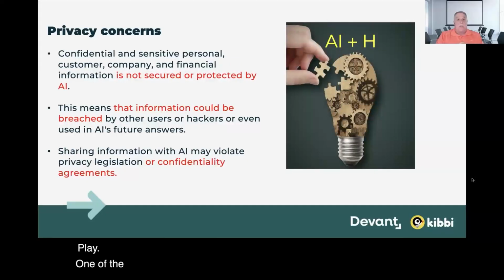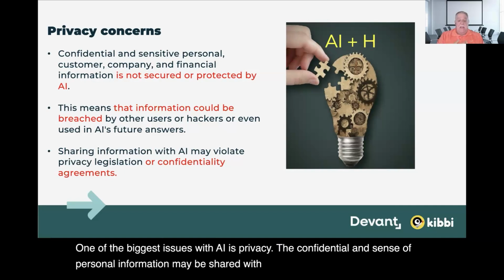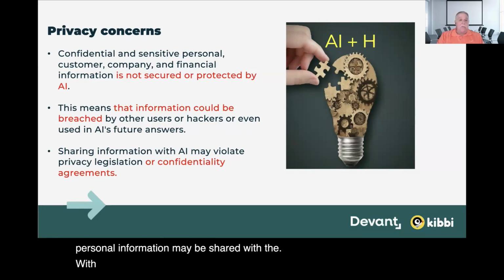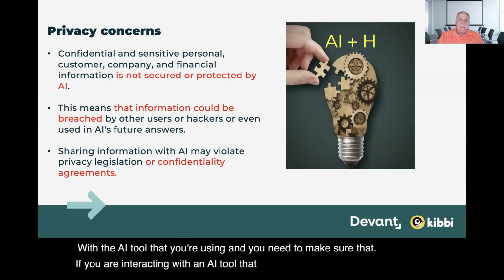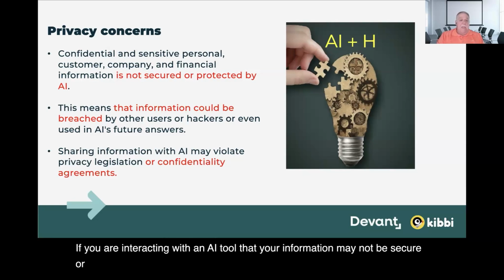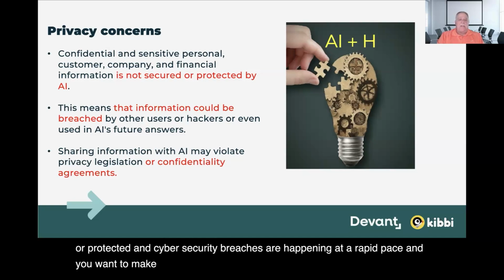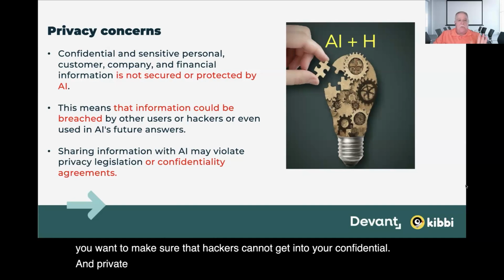One of the biggest issues with AI is privacy. Confidential and sensitive personal information may be shared with the AI tool that you're using, and you need to make sure that if you are interacting with an AI tool, your information may not be secure or protected. And cybersecurity breaches are happening at a rapid pace, and you want to make sure that hackers cannot get into your confidential and private information. So just a note of concern.